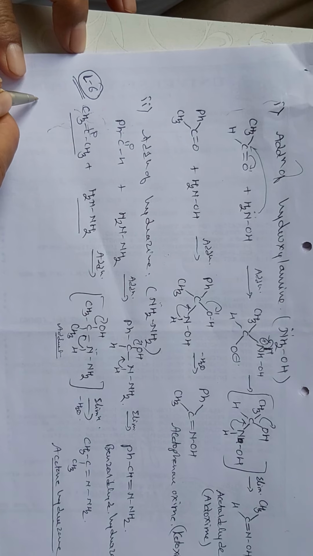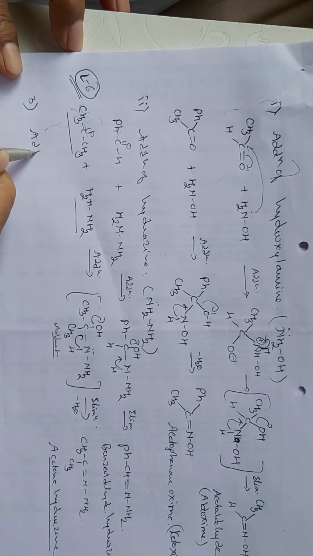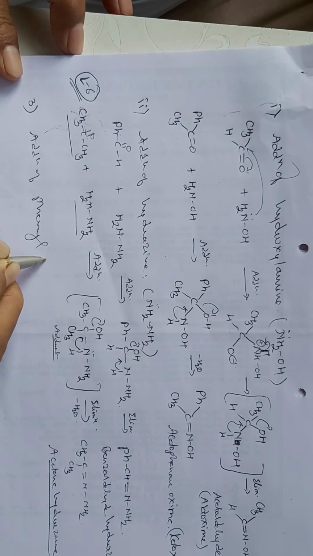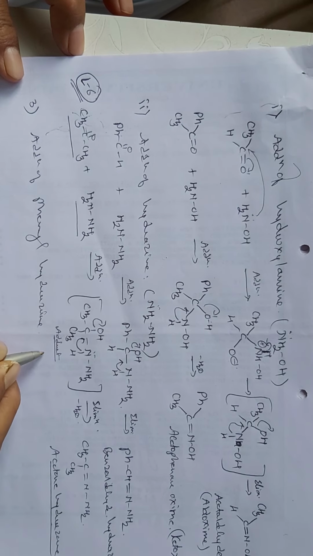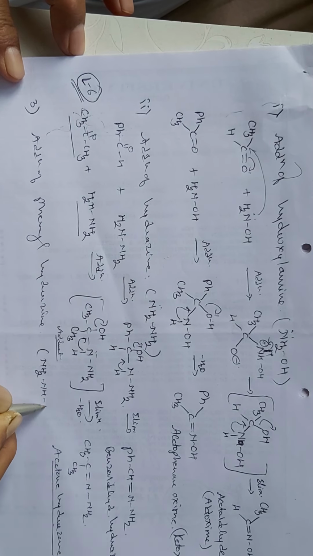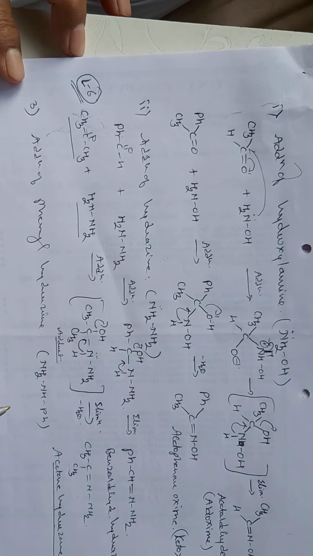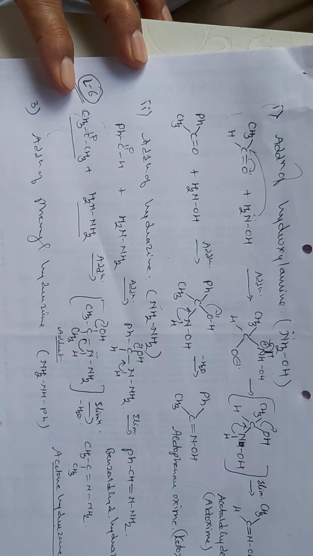Now the third type, that is the addition of phenylhydrazine. Instead of hydrazine, here we are going to use the reagent NH2NHPh, and this is called phenylhydrazine. Both aldehyde and ketone compounds react with phenylhydrazine to form the phenylhydrazone derivative.